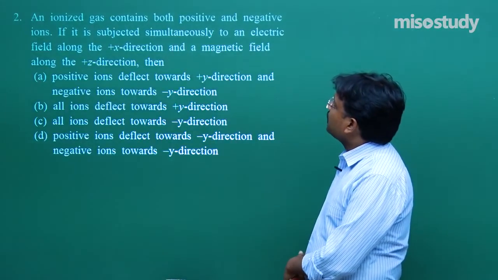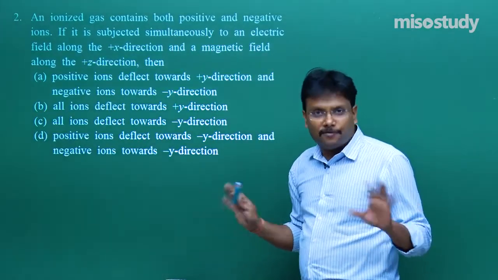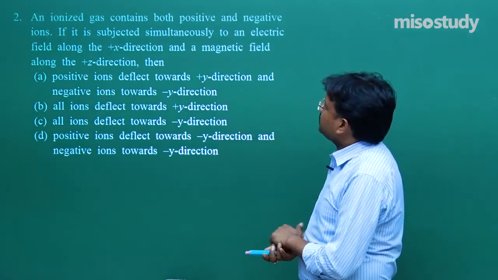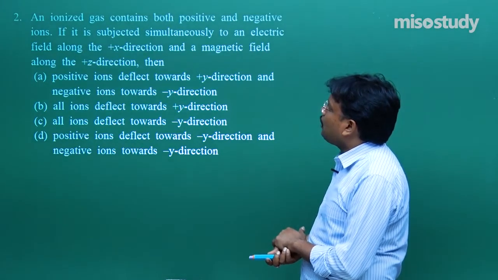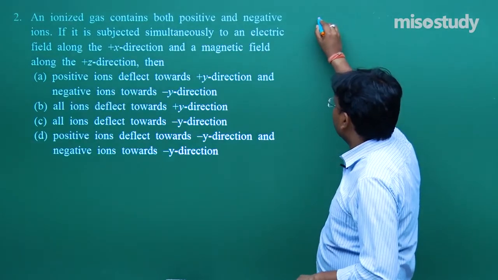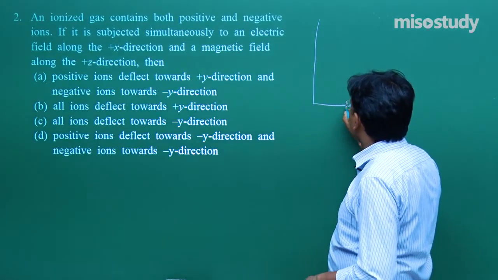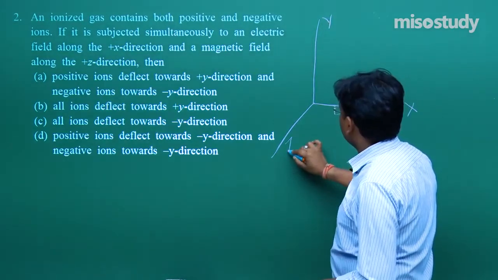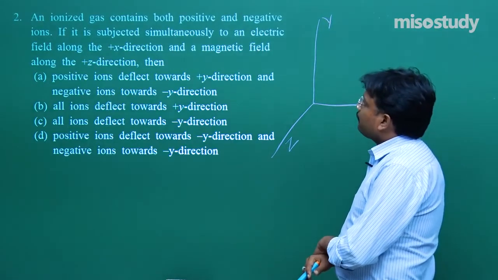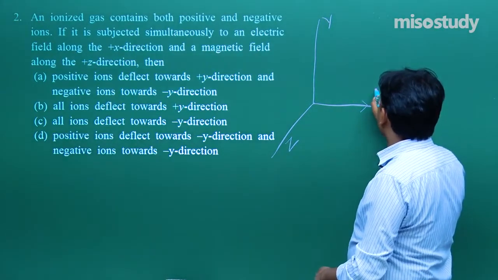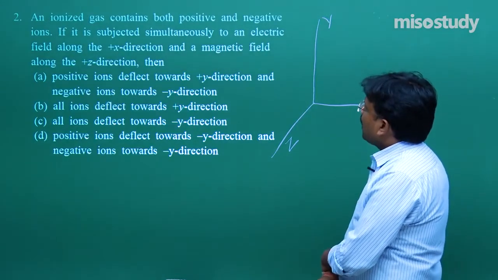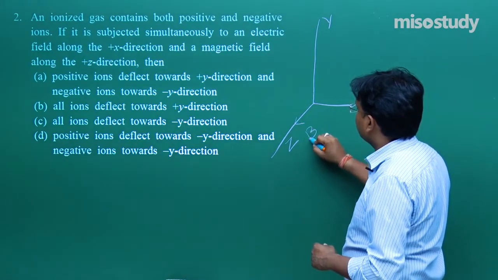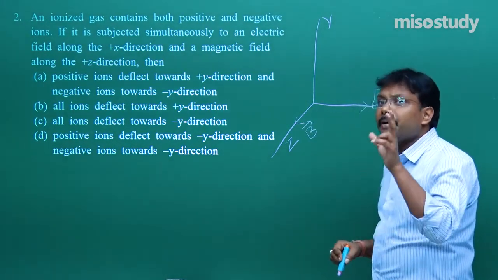An ionized gas contains both positive and negative ions. Fine. So, I hope this line itself is self-explanatory. If it is subjected simultaneously to an electric field along positive x direction, okay, let me first show you the direction. This is x, this is y, this is z. Now, electric field along positive x direction means this is the electric field, and magnetic field along positive z direction, so the magnetic field is this. Both are perpendicular to each other.